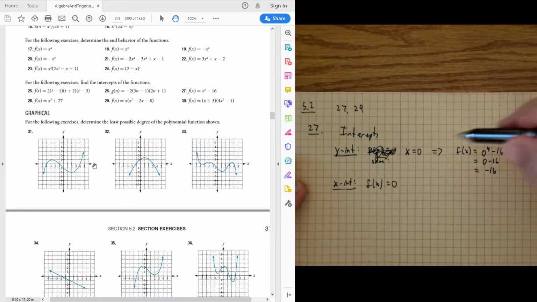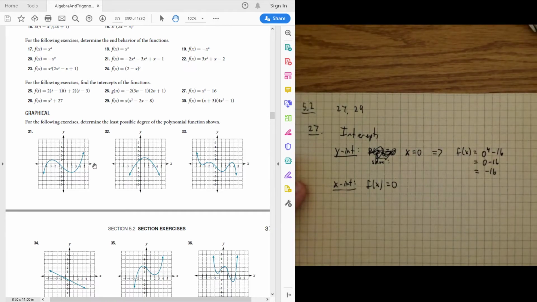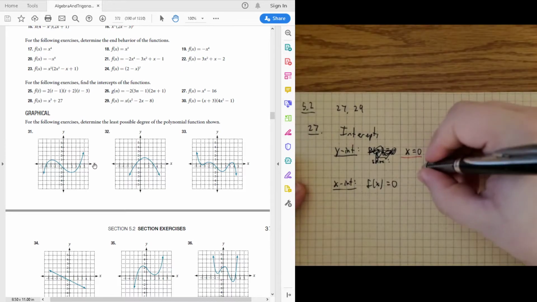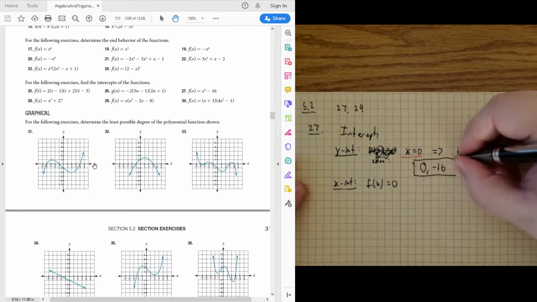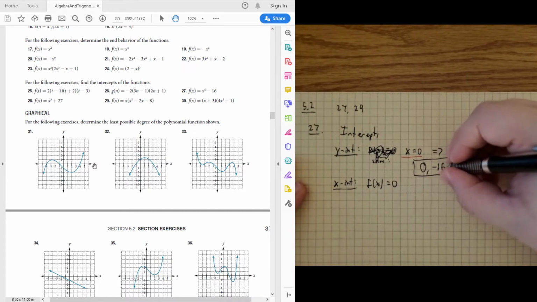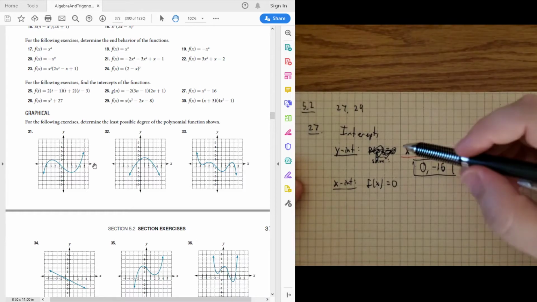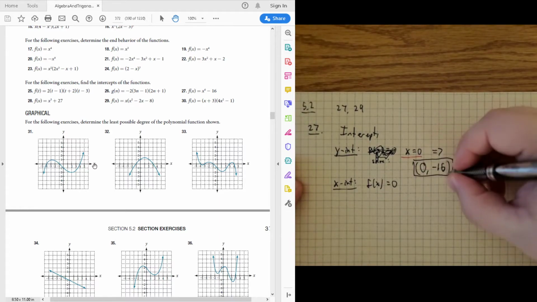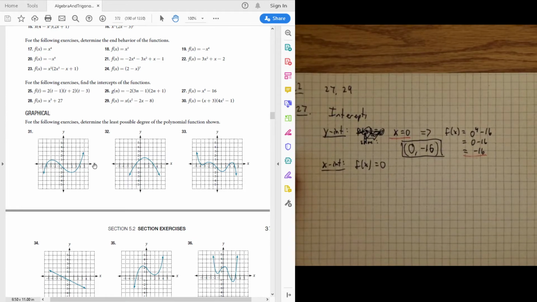So if it asks where the intercept is at, these two values. So we have 0, comma, negative 16. There is my y-intercept. So notice the x value is 0. The f of x, or y as we typically call it, is negative 16. So there's my first answer. Now let's look at my second answer.